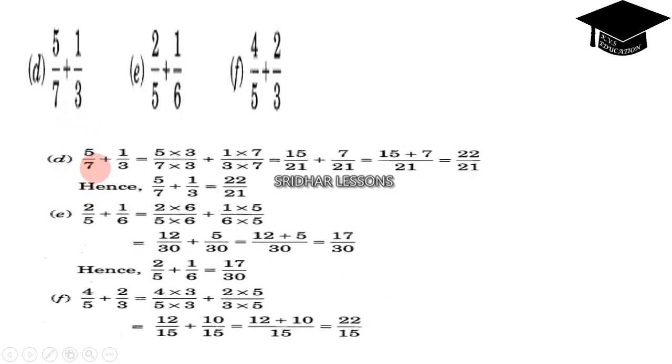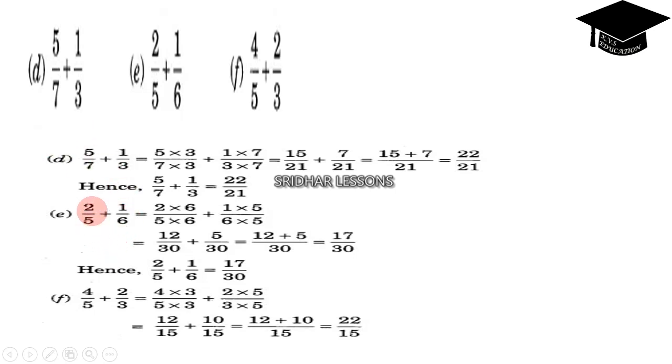Next one, 5 by 7 plus 1 by 3. Making the common denominator by multiplying 5 by 7 with 3 by 3 and 1 by 3 with 7 by 7, this becomes 15 by 21 plus 7 by 21. Hence, the denominator is equal, and 15 plus 7 by 21 is equal to 22 by 21. What we are doing here is making the denominator common by multiplying with a suitable number.